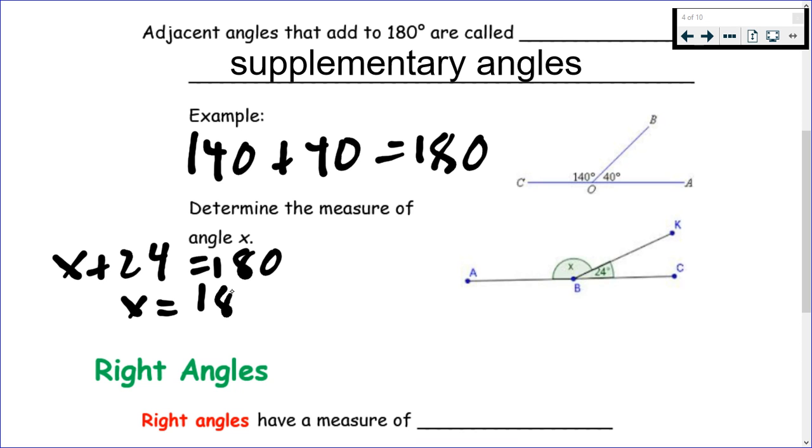I can't really show my work. I have very limited space to work here, so I'll just talk it through and write out what I can. So therefore, X is going to be equal to 156.